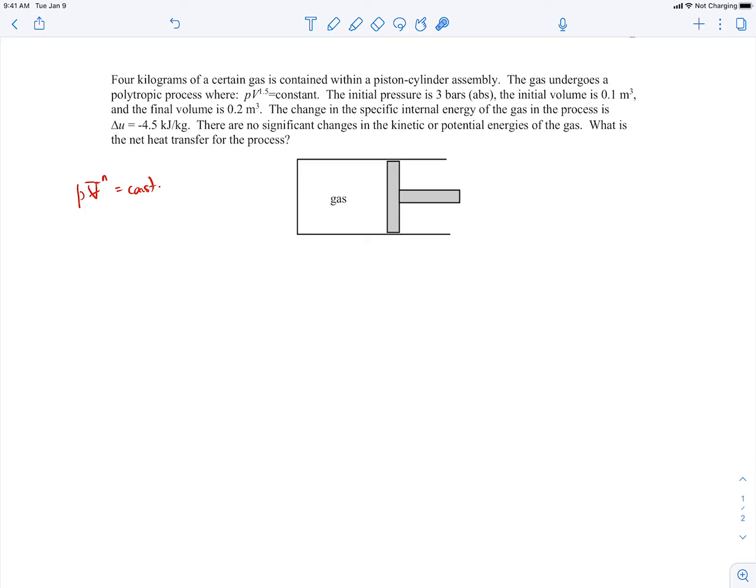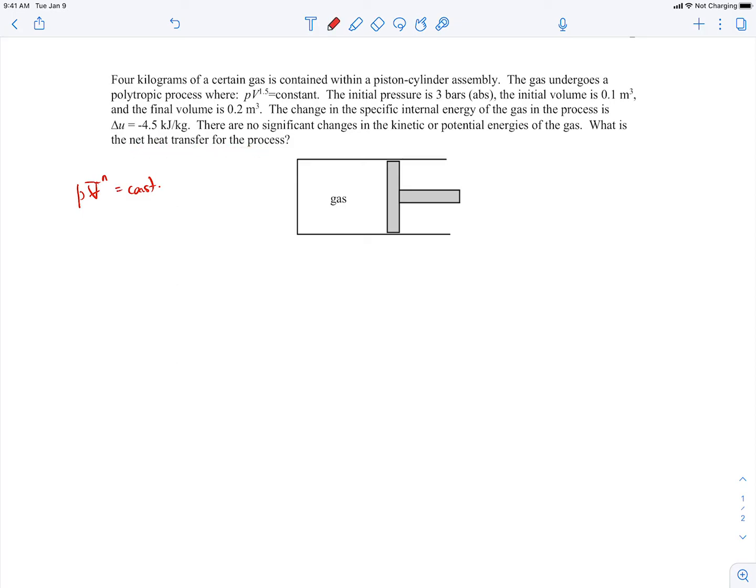The initial pressure in the gas is 3 bars, absolute, and the initial volume is also given. The final volume is also given. The change in specific internal energy of the gas is also given here. We're told that there are no significant changes in kinetic or potential energies, and we're asked to find the net heat transfer for this process.